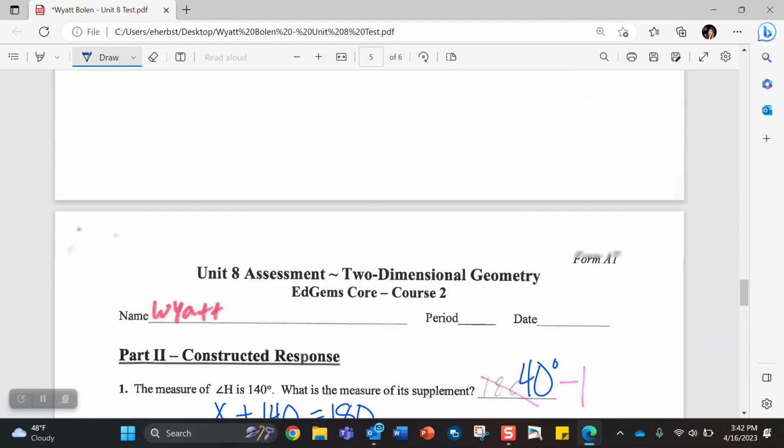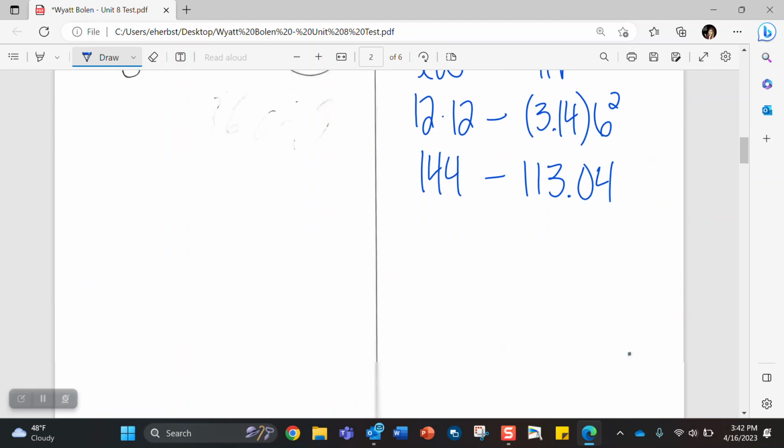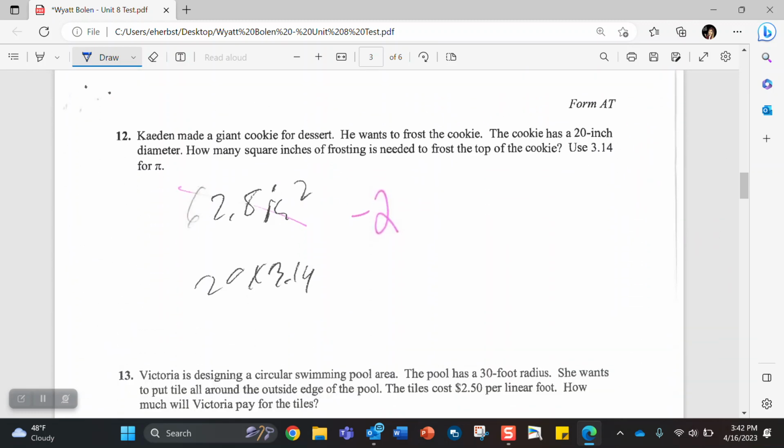Okay, now I have to go back to that other page. I had 2 questions on it. There we go, the last 2. So these are just story problems, making sure that when we read through a story problem, we can understand what it's asking and how to find it. Caden made a giant cookie for dessert.